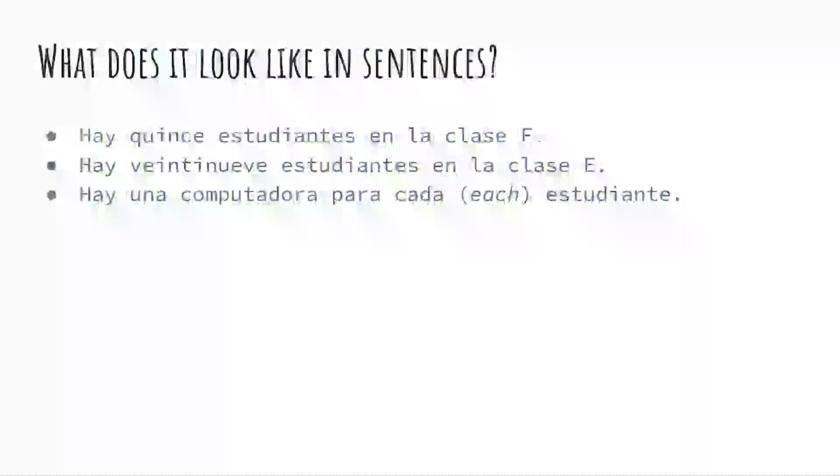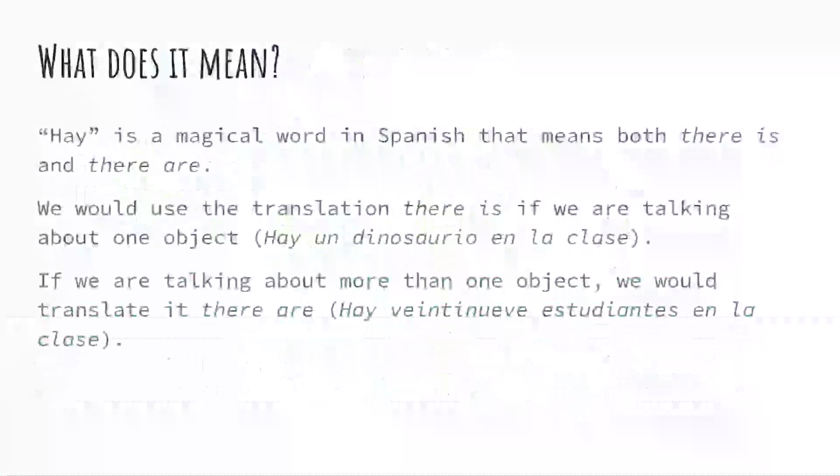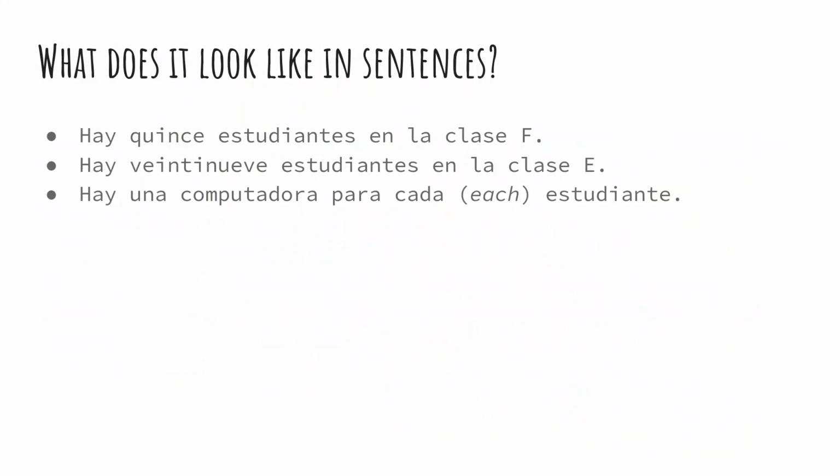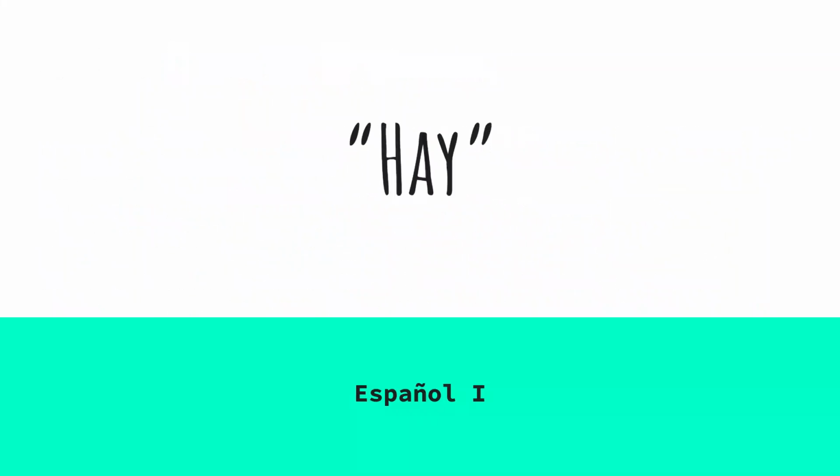All right, so in this video, we saw the word hay, which again is one of those special words in Spanish with two different meanings. There is and there are. We would say there is if I'm talking about the existence of one object. Hay un dinosaurio en la clase. Or if I'm talking about more than one, I would say there are. Hay 29 estudiantes en la clase. There are 29 kids in the class. And that is what the word hay means.